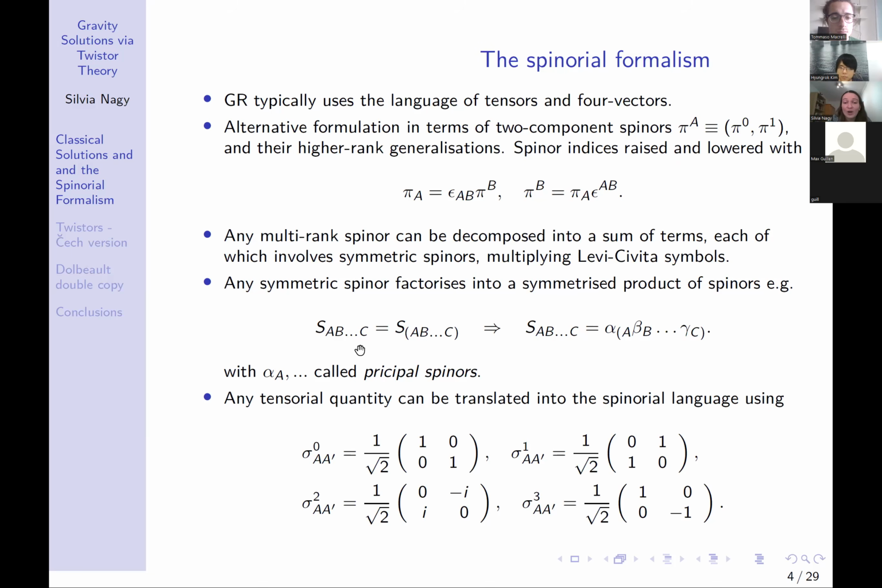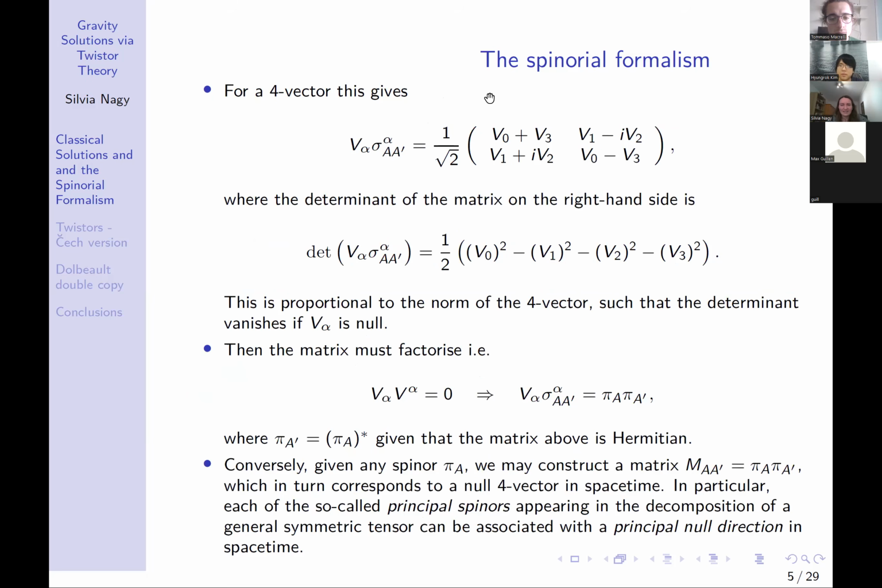Now, the way to get from tensors to these spinors is just via the Pauli matrices that I've written here. This is a well-known example for a four vector. We get this matrix, and then we know that the determinant of this matrix is just the norm of this vector. So in particular, if we want to have a null vector, we will choose a matrix whose determinant is 0. So we know that this will factorize. So we have this factorization here.